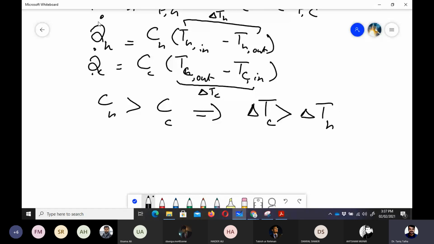right? Because Q dot H is equal to Q dot C, all the heat which is lost by the hot fluid is going to be gained by the cold fluid. So it means that if the heat capacity rate is more, then the temperature change would be less. So it means that the cold fluid would experience a large increase in temperature. Because CH depends upon the specific heat and mass flow rate.